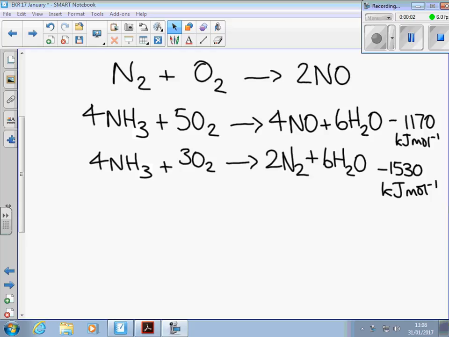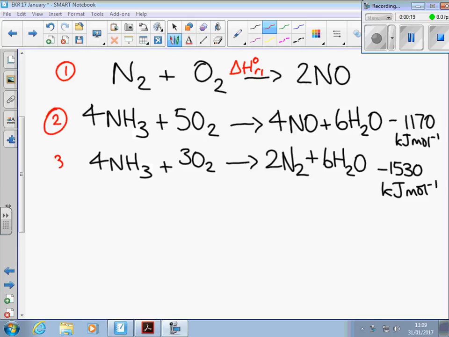All right, we've got our equation at the top. If we call that number 1, what we're trying to work out is the enthalpy change for number 1. Just to make it a little bit easier for me to refer to them, I'm going to call those 2 and 3. And the enthalpy changes here, if you needed to, you can refer to them as R2 and R3. Those are the values over this side, so that's R2, that's R3. And this sort of approach is what you're going to need for the assignment.